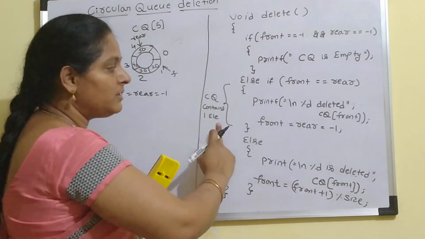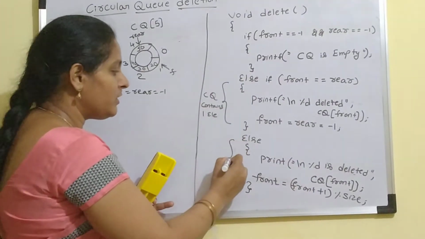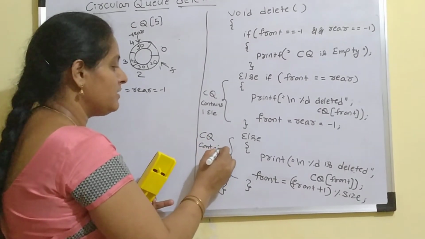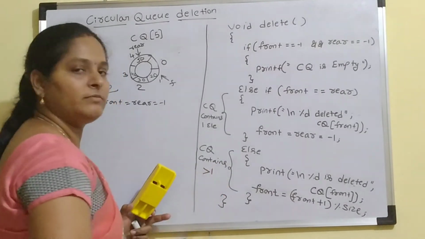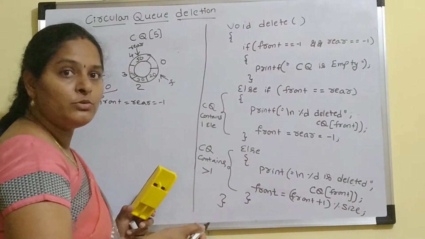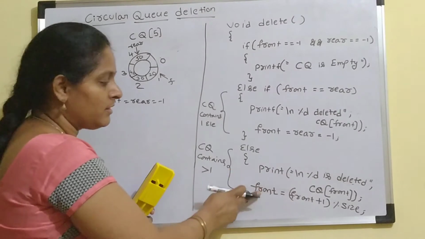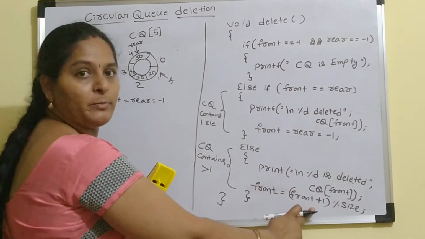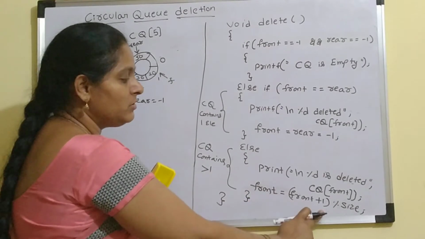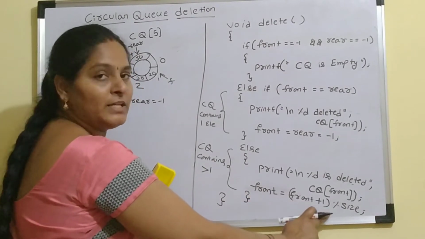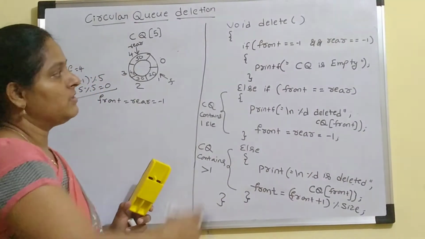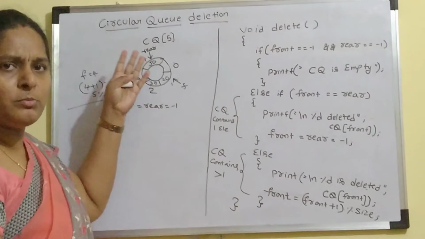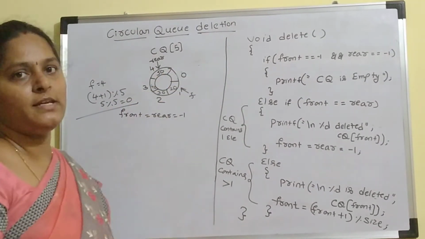Now the third case is if the circular queue contains multiple elements, more than one element. Then what to do? First delete that element, then move the front pointer to the next position. To move the front pointer to the next position, here we will use this statement: front = (front + 1) mod size. So this is the way to delete an element from the circular queue. With one more example, if you trace the code, you can easily understand.